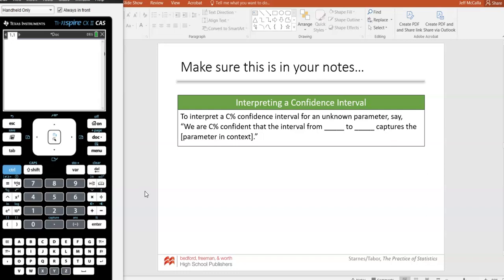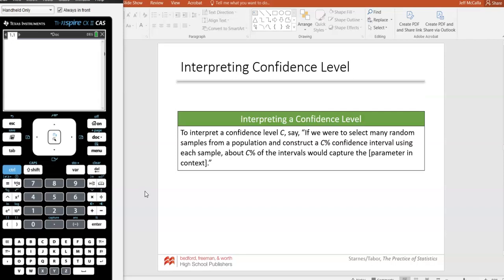To interpret a C percentage, usually it's like a 95% confidence interval, you might say something like, we are 95% confident, or whatever C is, that the interval from blank to blank, the lower bound and upper bound, captures the true mean in context, whatever we're actually talking about for that particular problem.